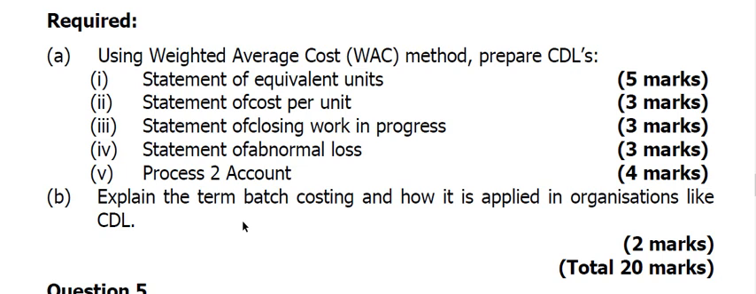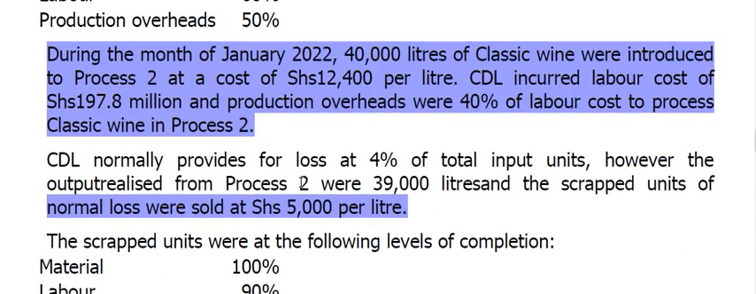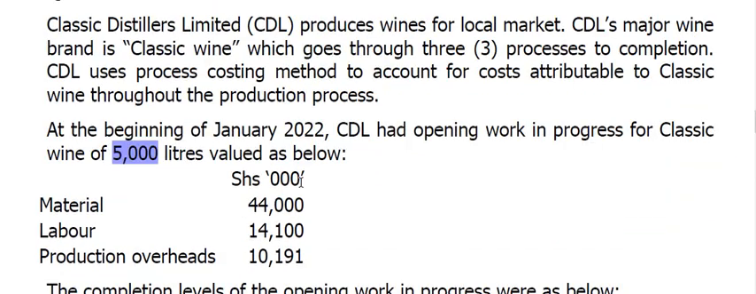Now, what do you have to do in such a question? Questions of this kind are very, very common when you look at past paper questions. These are questions where you have both opening work in progress and closing work in progress, where you will be required to use the FIFO or weighted average method. But in this case, what do you have to do?